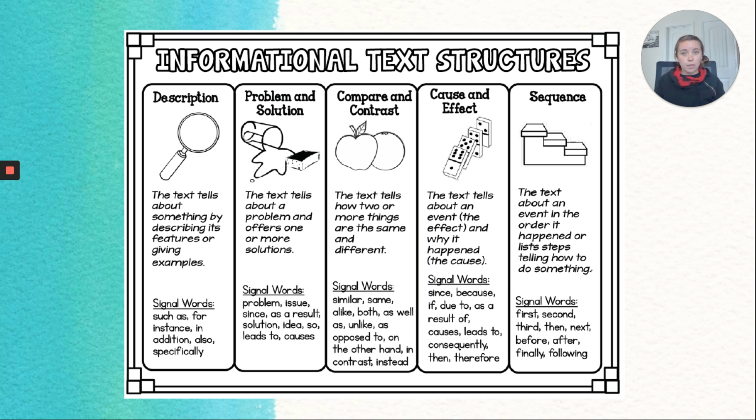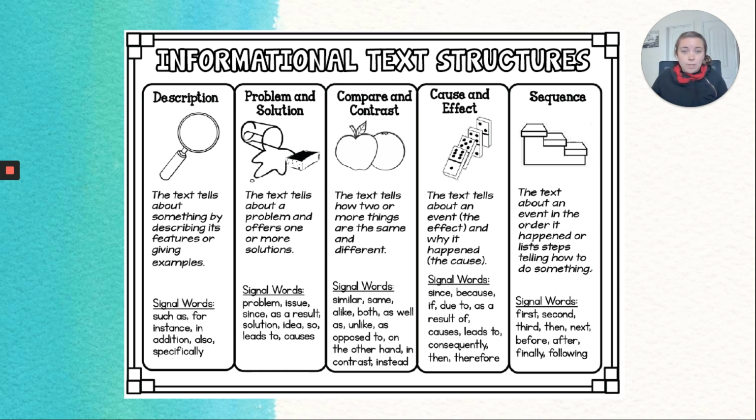The first one you guys learned a couple weeks ago was sequencing or chronological order. That is when the text is about an event and it's putting everything in order as it happened, or it's listing out steps on how to do something or how something has happened. Oftentimes we see words like first, second, third, next, then, after that, following, finally. Those are some good keywords to be looking for.